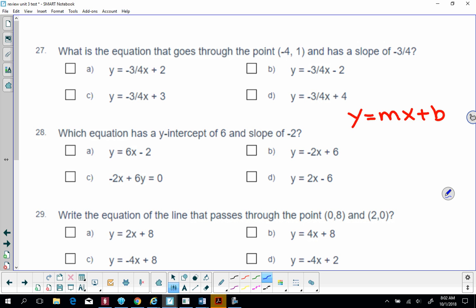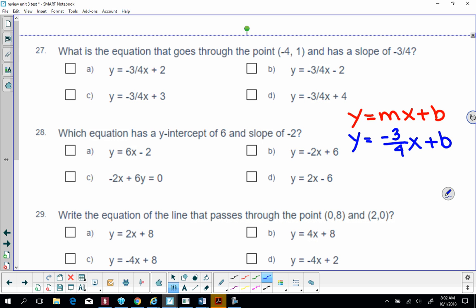Then I know my slope is negative 3/4, so I'm going to plug that in for m. Then see how this point is not 0, a number? I need to plug that in. I can't just put a y-intercept because that's not my y-intercept. So I'm going to plug that in for x and that in for y, and I'm going to solve for my b. When I do this, it looks something like this.